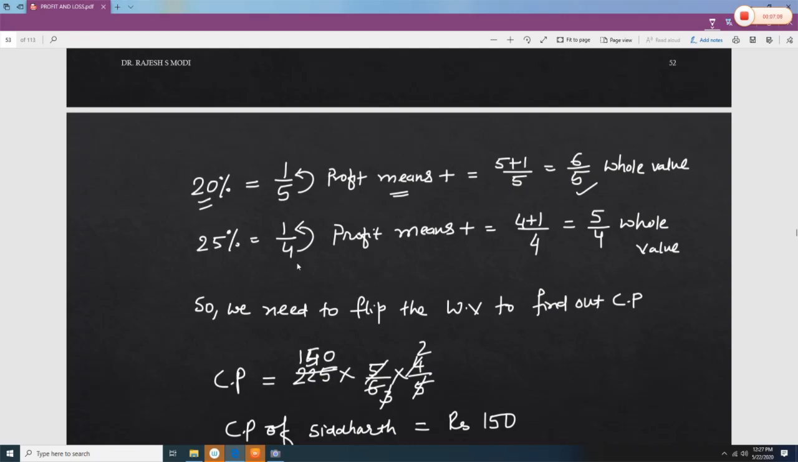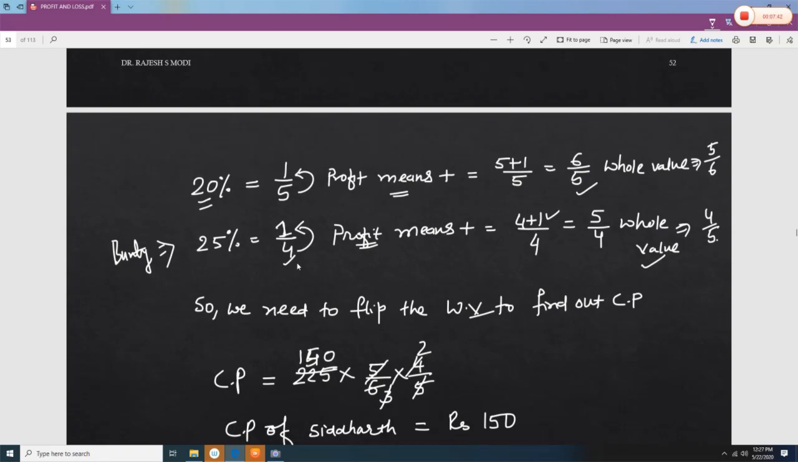And then Raja sold it to Bunty at 25% profit. So 25% profit means 1 over 4. You have to find out the whole value. So this 4 will go up. So 4 plus 1 divided by 4. So 5 upon 4 is the whole value. So we need to flip the whole value, because we have to find out the CP. So this value becomes 5 over 6, and this value becomes 4 over 5.